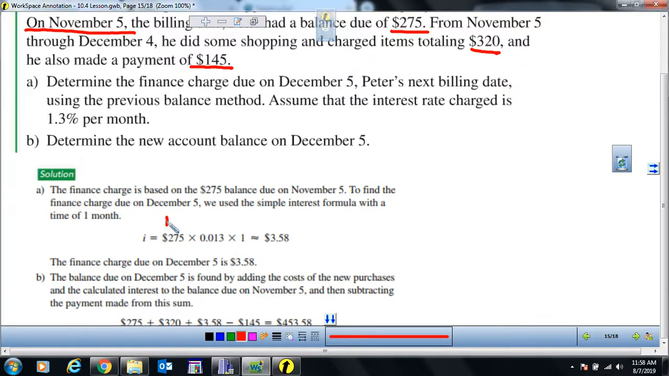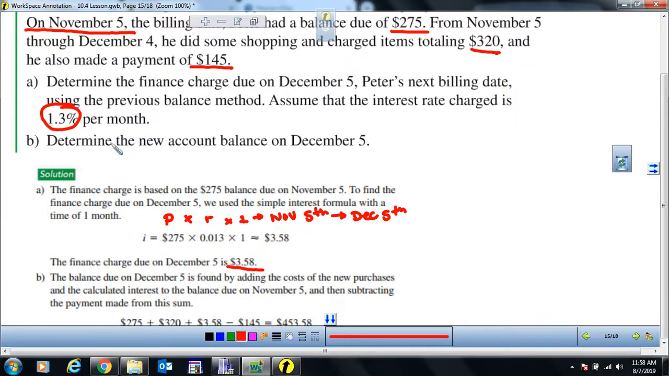So the principal is going to be the previous balance times the rate, and that's given to us in here. So you just divide that by 100, that's the rate, times the 1 month, and this 1 month represents the month from November 5th to December 5th. So this is the finance charge for that month. The finance charge due on December 5th is this, not the total amount due. This is just the finance charge that they're going to add to the monthly payment.